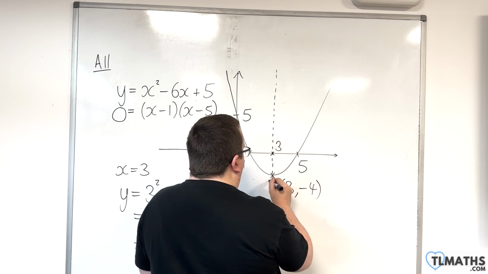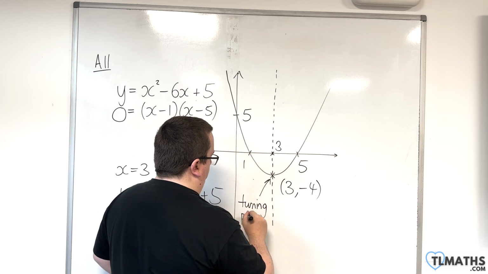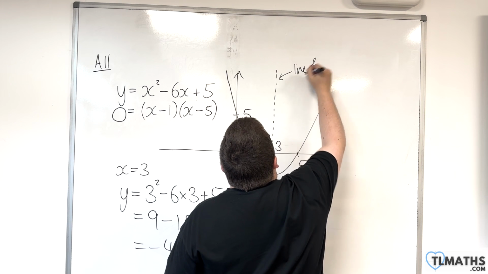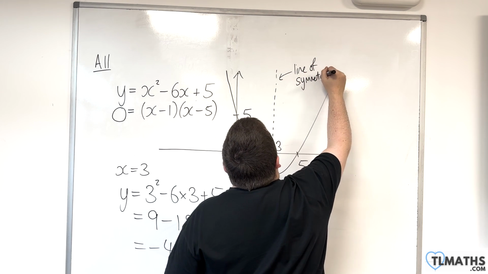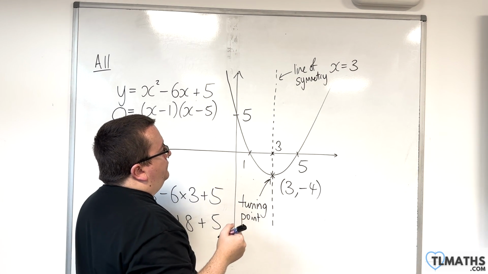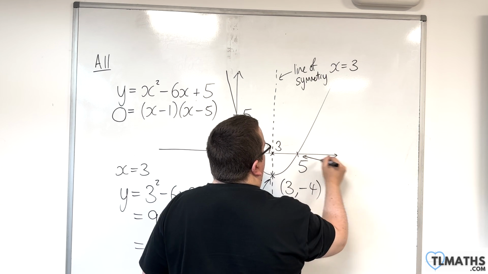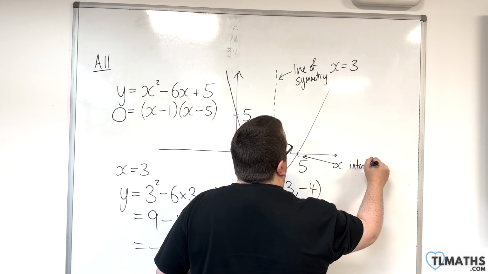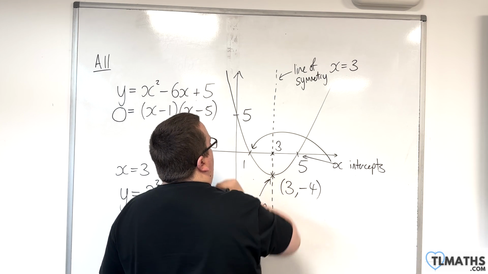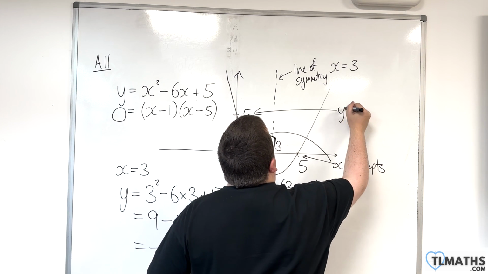So this is our turning point. This is our line of symmetry, which has the equation x equals 3. These are the x-intercepts. So there and there. And this one is the y-intercept.